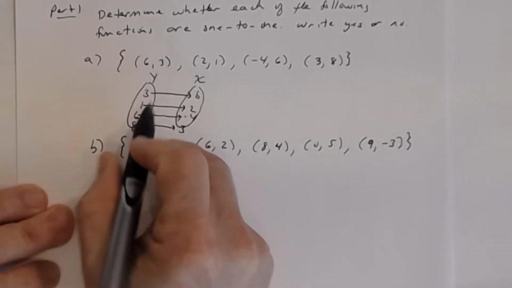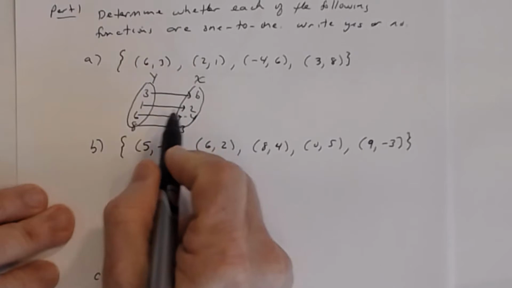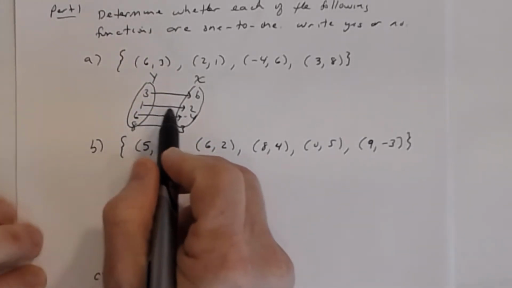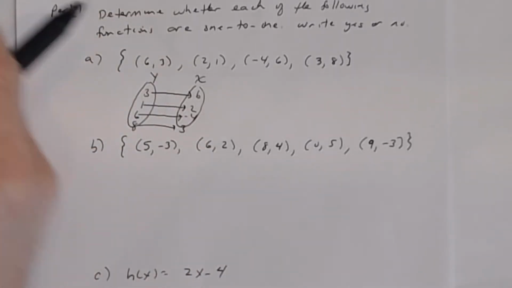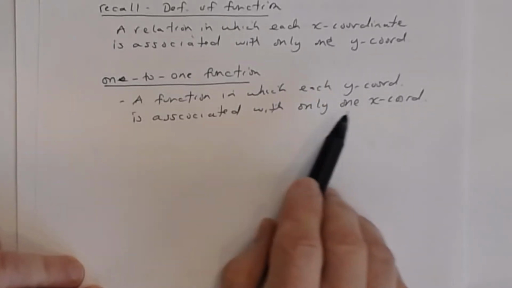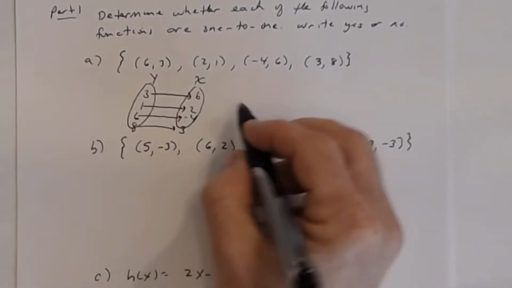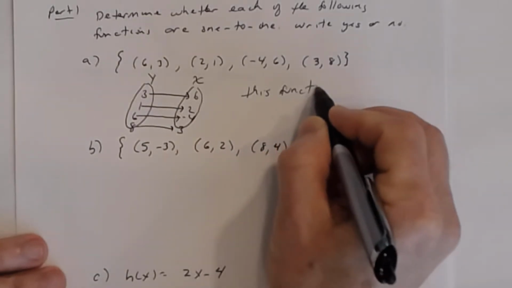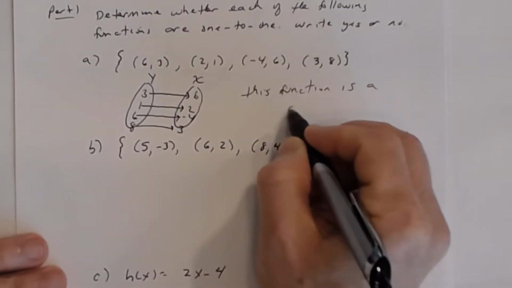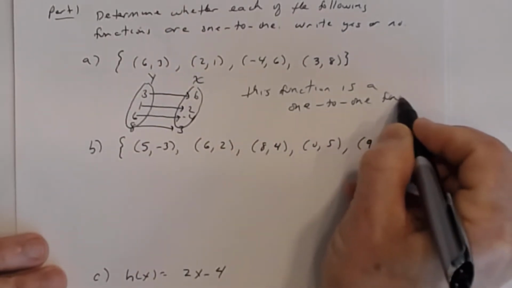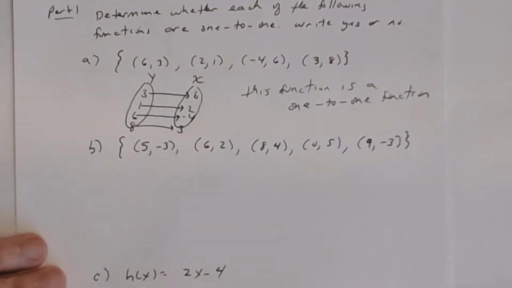And so notice that for each y coordinate, there's only one x coordinate. And according to the definition of a one-to-one function, for each y coordinate, there must be only one x coordinate. So this function is one-to-one. When you study the videos, you're going to see more examples like these.